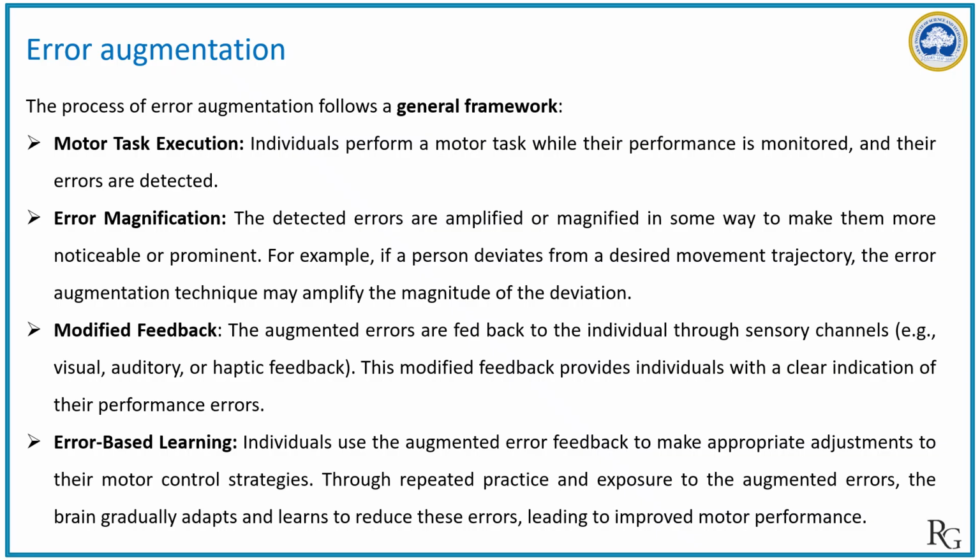Then the fourth step is error-based learning. With this enhanced awareness of the error, the brain responds by trying to correct these amplified errors. Through repeated practice and exposure, the nervous system begins to adapt and refine its motor control strategies, gradually reducing the error over time. This process leads to improved motor performance even after the exaggeration is removed. This strategy is especially powerful in neurorehabilitation because it encourages the nervous system to recalibrate itself. And this is an essential step in this particular process.